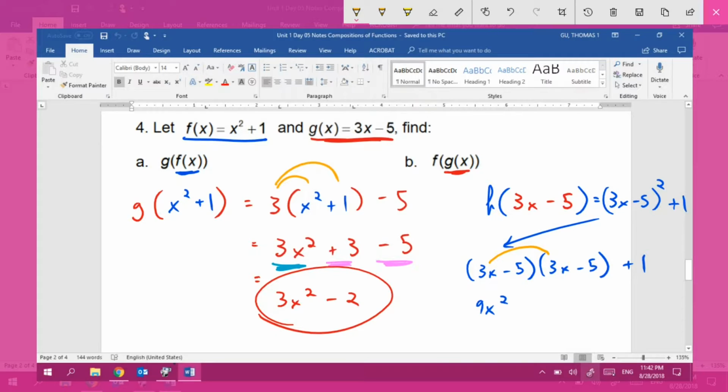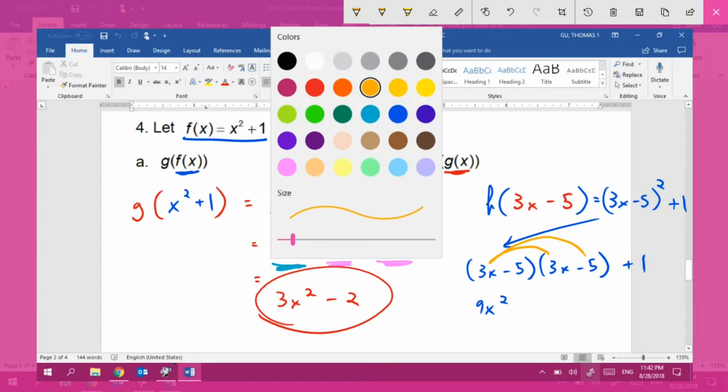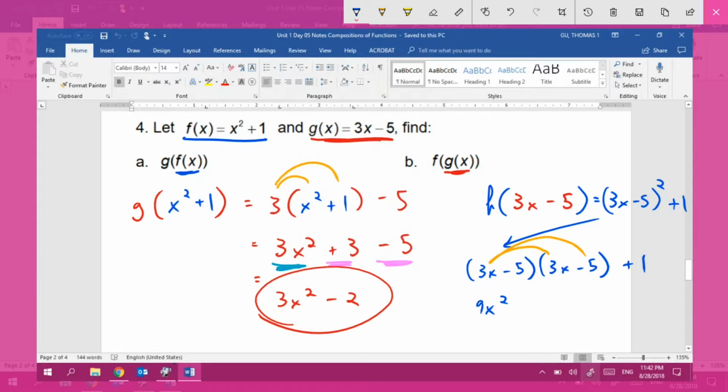Next, we've got to do this 3x times the negative 5 back there. 3x times negative 5 is negative 15x. All right, we've taken care of that now, so let's go to the negative 5. This negative 5, we need to multiply it by 3x. What's negative 5 times 3x? Once again, that is minus 15x. And then lastly, we're going to do this negative 5 times negative 5. What is negative 5 times negative 5? That is going to be positive 25. So let's combine our like terms.